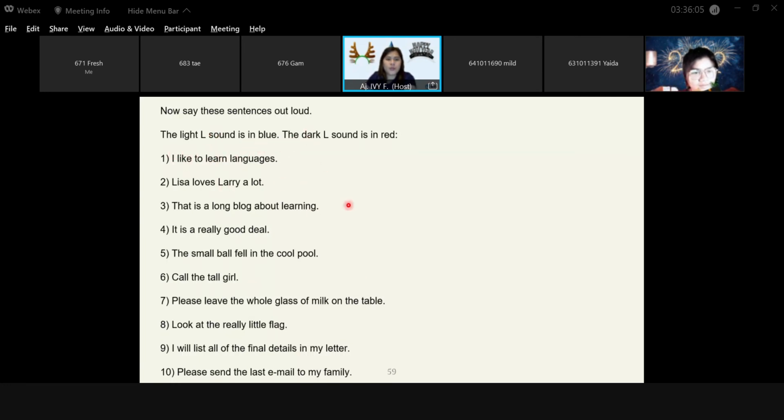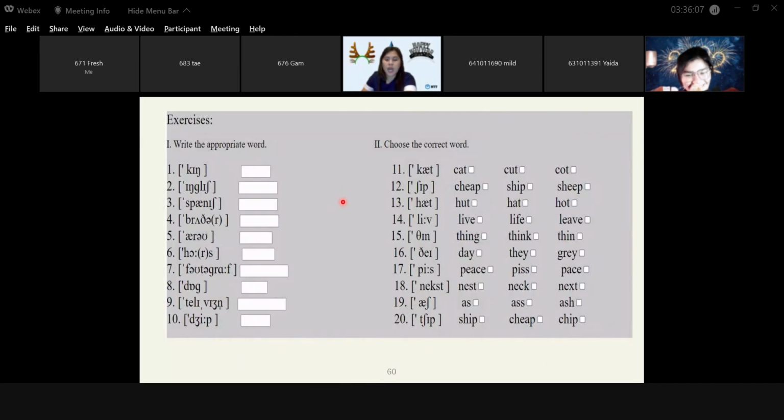Okay, so this one I think we don't have to do. We still have how many minutes left? Actually, we have 40 minutes left. I want you to do this exercise one by one, individually. Like, for example, here, 1 to 10, write the appropriate word. These are the IPA transcriptions. Write the word here in the box.